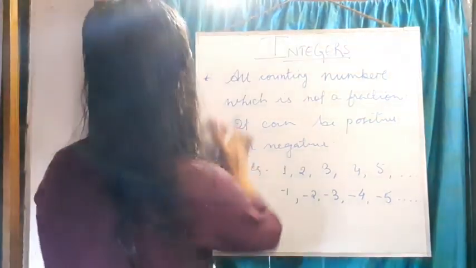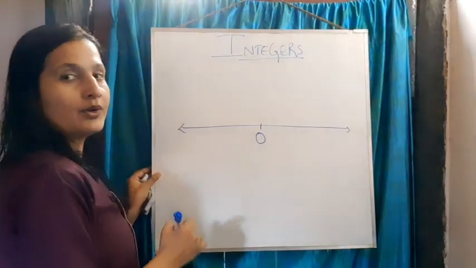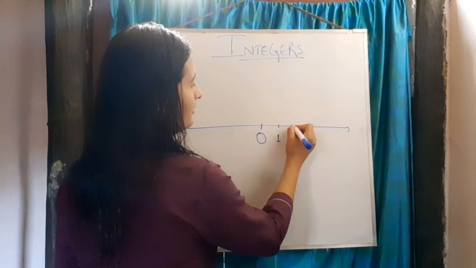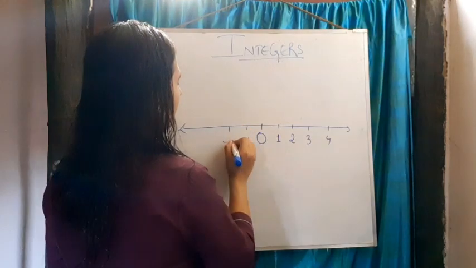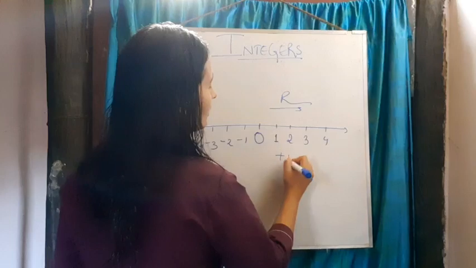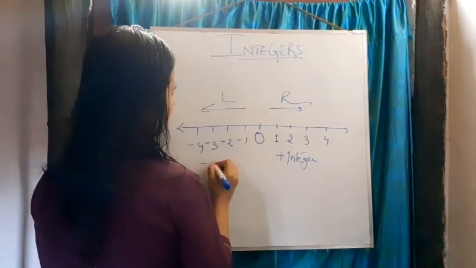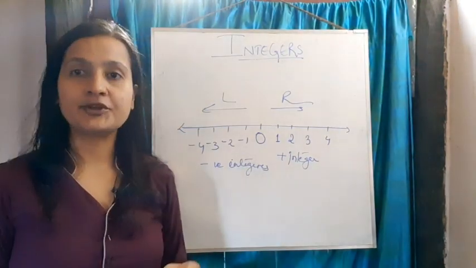These integers can be represented on a number line. So this is a number line, and this is 0. This is neither a positive nor a negative integer. This is 1, 2, 3, 4. This is -1, -2, -3, -4. On the right hand side, these are called your positive integers, and on the left hand side, they are called your negative integers. I hope it is clear to you what integers are.